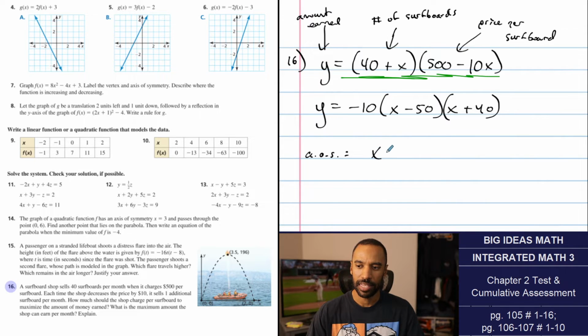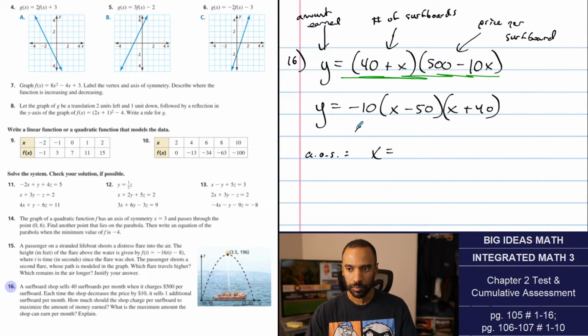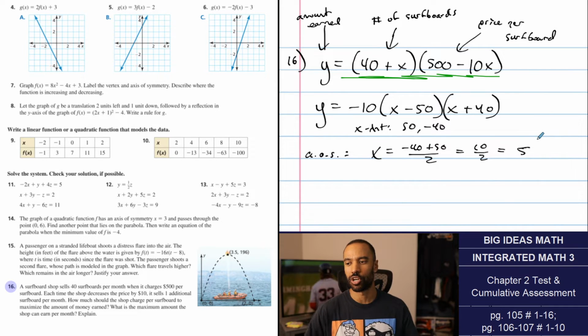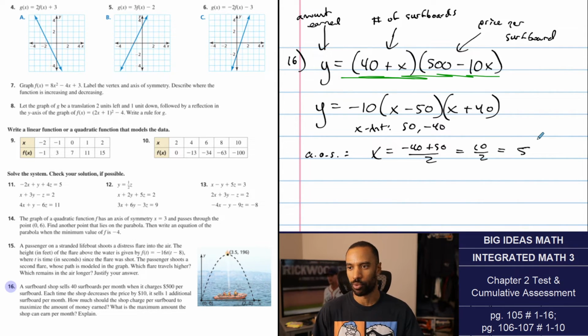But let's get the, hold on, your x-intercepts are 50 and negative 40. We have to average these two numbers here, negative 40 plus 50 over 2, which is 10 over 2, which is 5. When you sell 5 surfboards, you're going to maximize your profit.